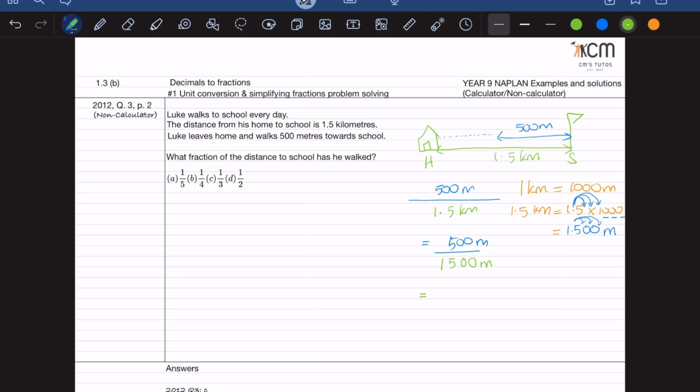When we simplify them, we can think that we're dividing them. We can do the multiples of 5: 5 divided by 5 is 1, 15 divided by 5 is 3, so 1 out of 3. Our answer will be C.